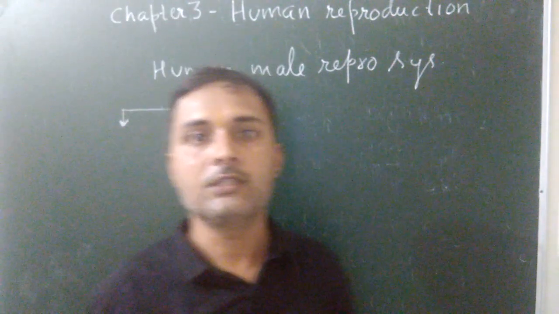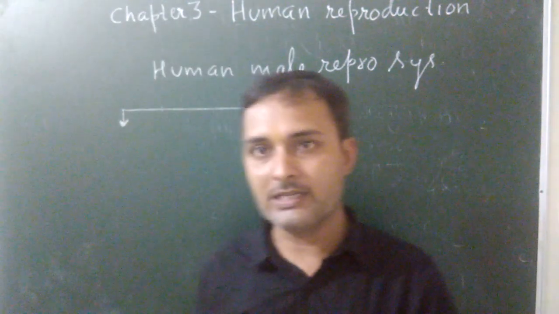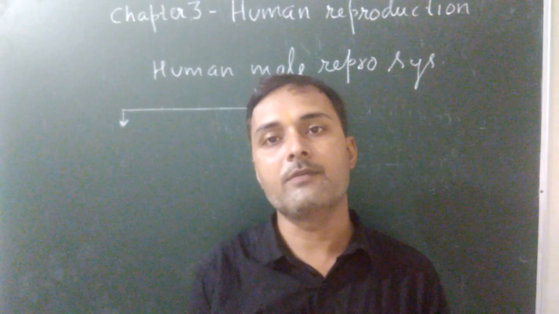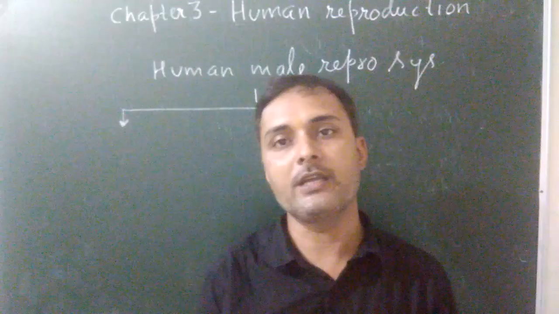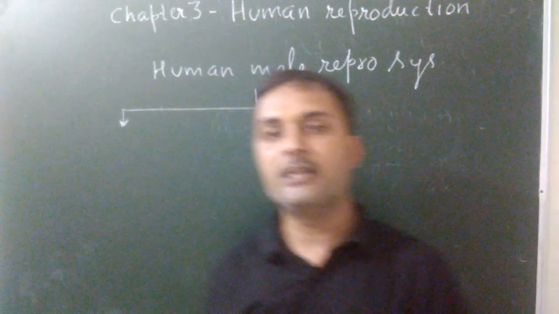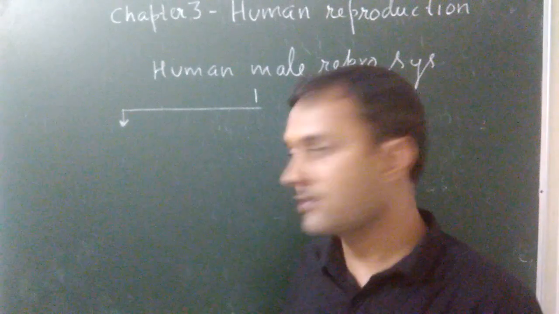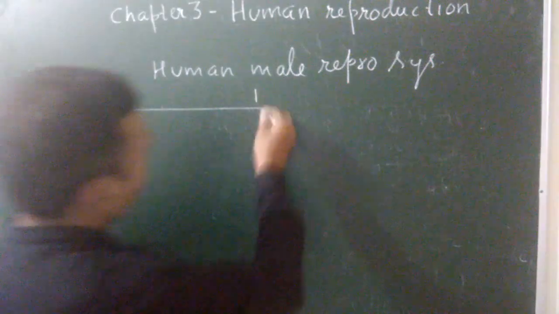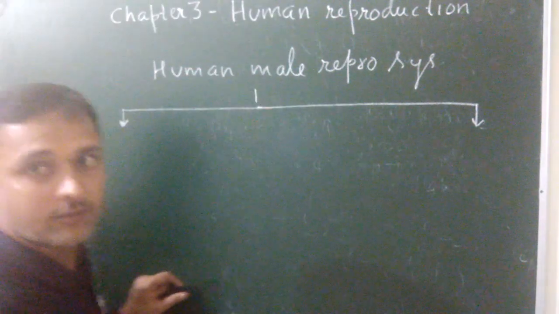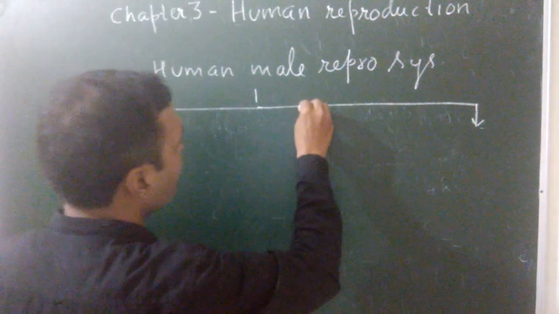Good morning students. In this video I am going to revise again the various parts of the human male reproductive system. Then I will explain the LS of kidney and LS of testis and the structure of seminiferous tubules. So first of all you have to know about the various parts of the human male reproductive system once again. Try to read this chart.